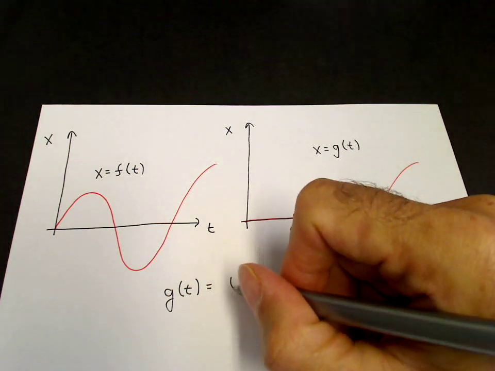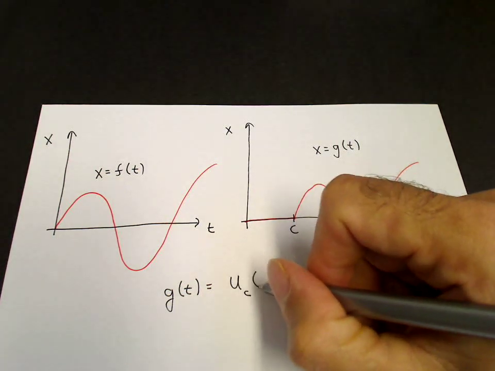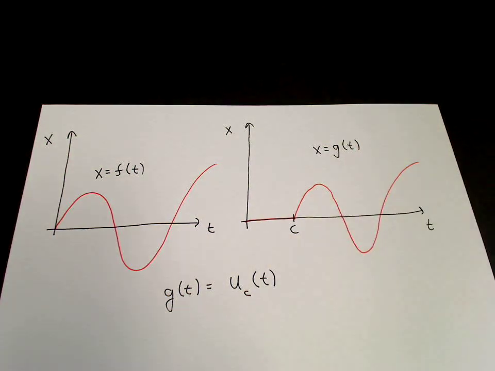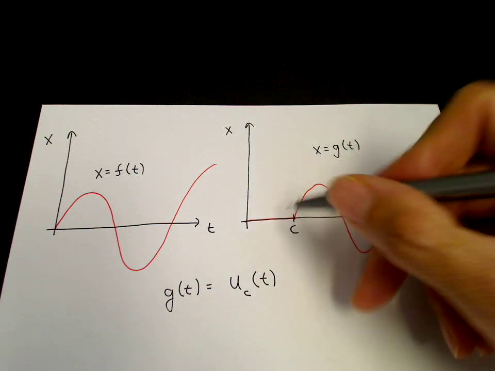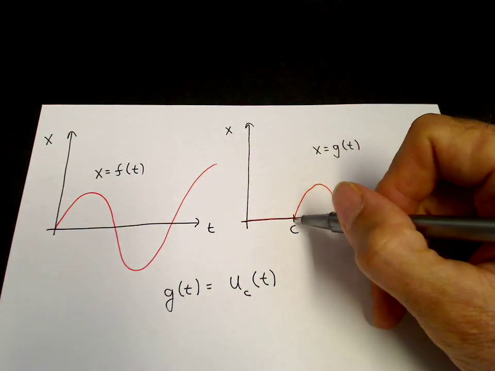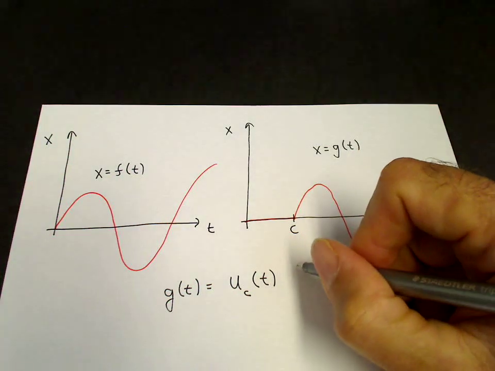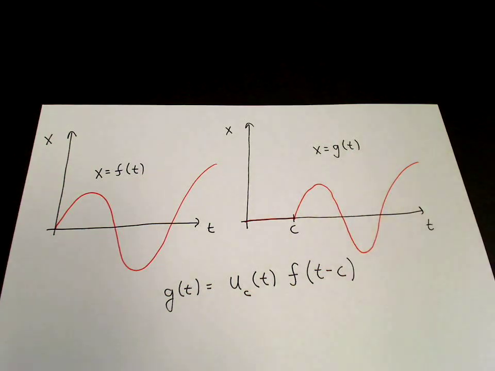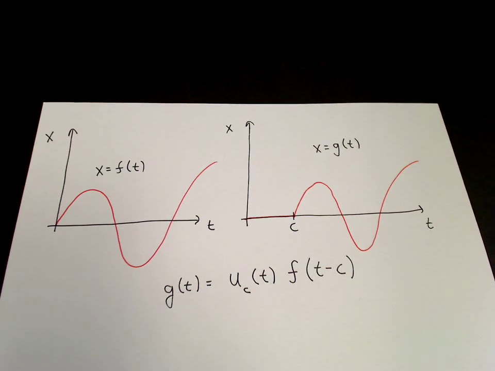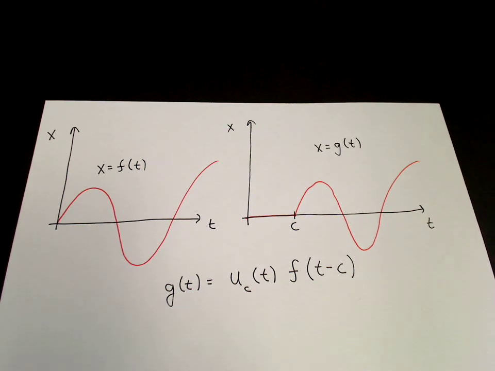So we have our Heaviside step function, which is 0 for t less than c, 1 for t greater than c. And then it's exactly the same function as f, except that when t is equal to c here, f is equal to 0. So it should be f of t minus c. Okay? And that corresponds to a translation of a function by c, where everything before the translation we set to 0. Okay.